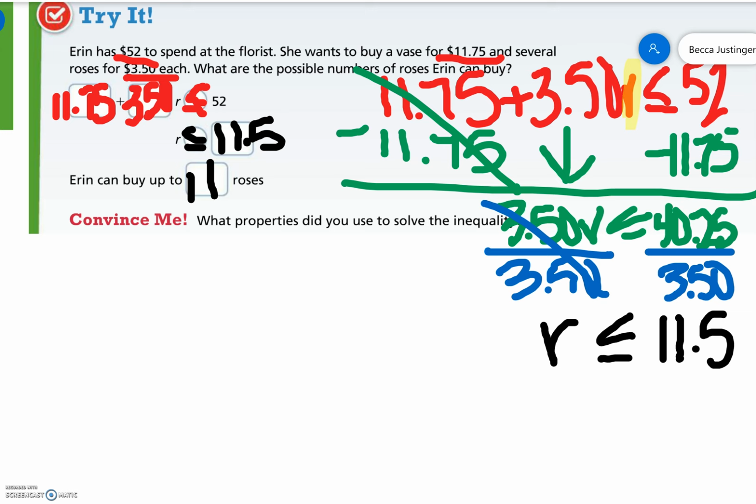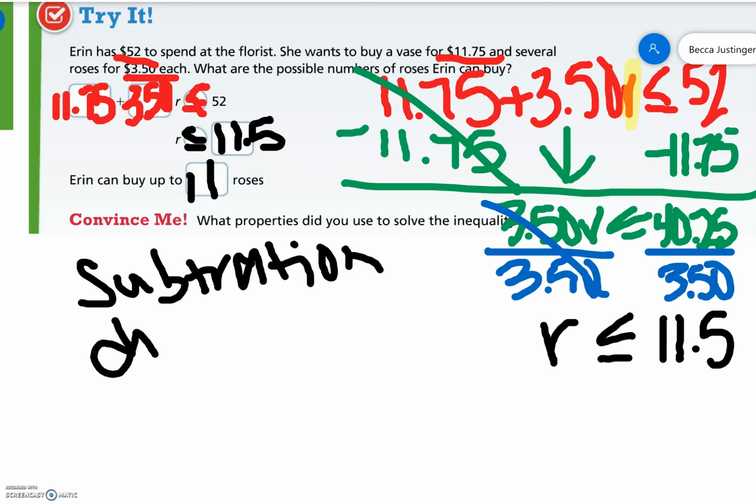What properties did you use to solve the inequality? We did 2 steps here. We used 2 properties. We used the subtraction property because we subtracted 11.75. And then we used division.